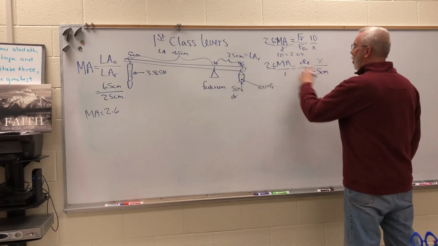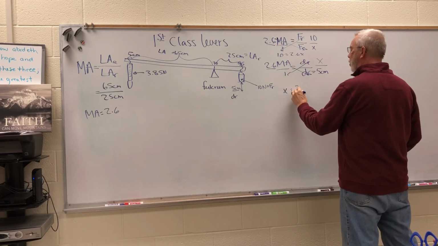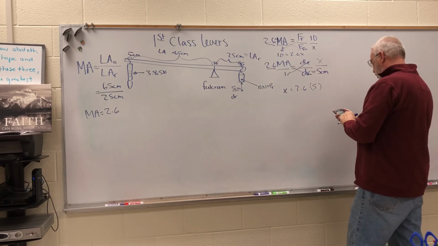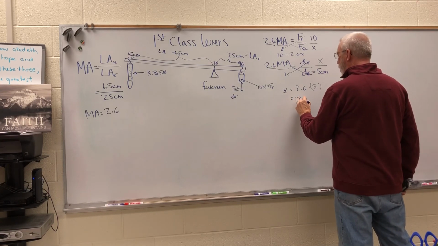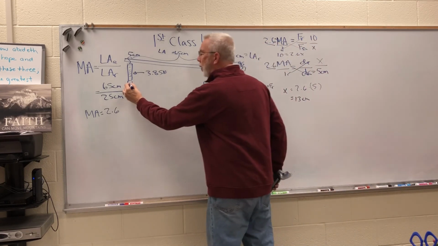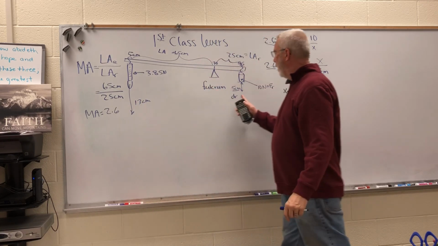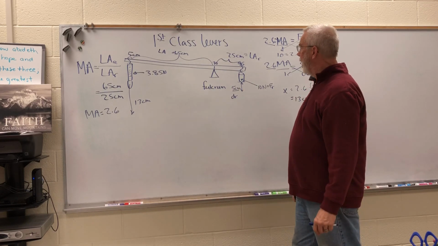Secondly, if we cross multiply again, we're going to get that x is equal to 2.6 times 5. So 2.6 times 5 is 13. So we're going to have to pull down on this side 13 centimeters in order to get this side to move up 5, based on the mechanical advantage.